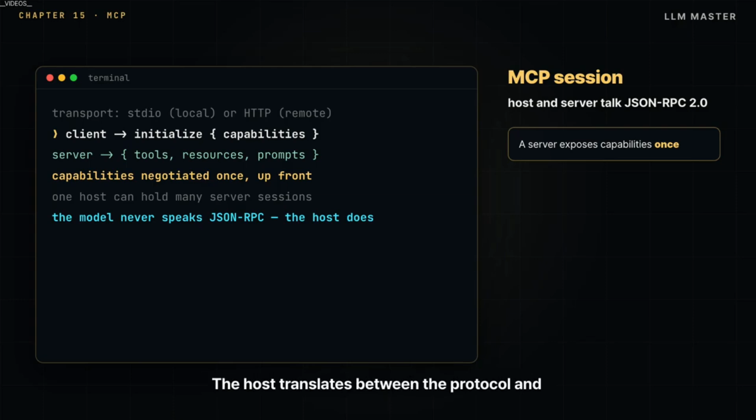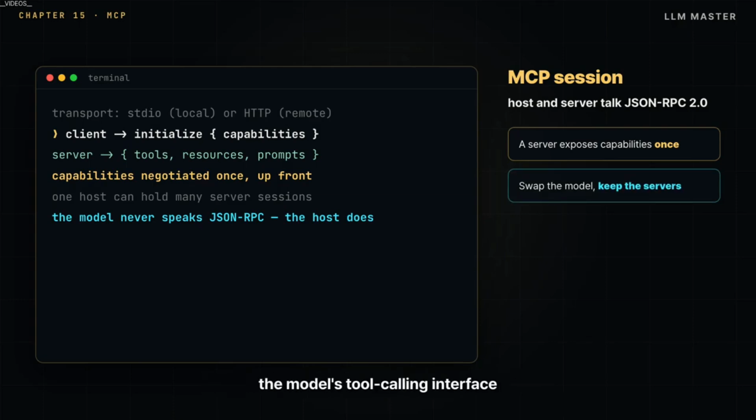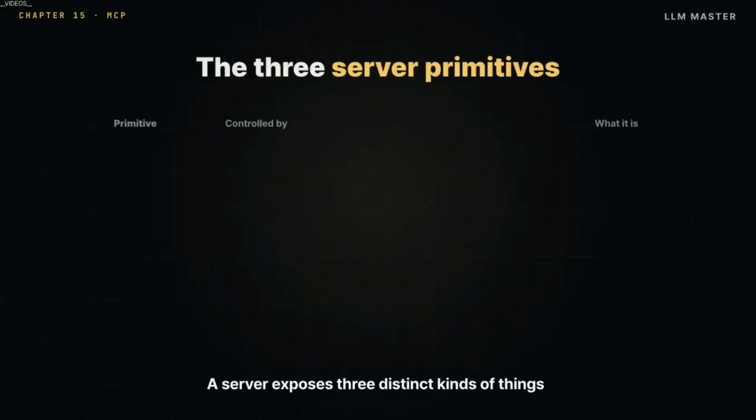The host translates between the protocol and the model's tool calling interface. That separation is the whole point. Swap the model, keep the servers. A server exposes three distinct kinds of things, and the difference between them is really a difference in who's in control.